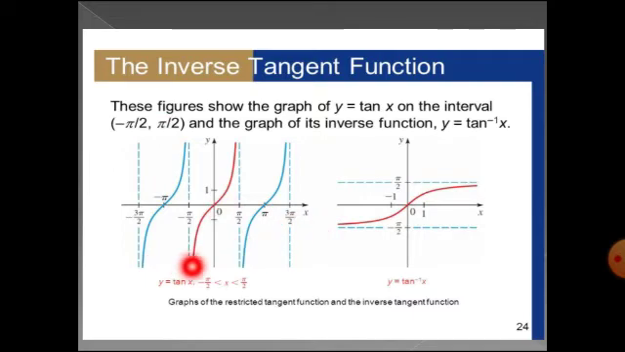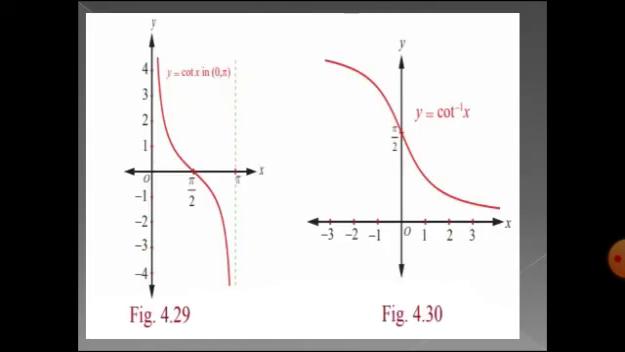So it is y is equal to tan x, where x is greater than minus pi by 2 and less than pi by 2. Here it is y is equal to tan inverse of x. This graph is related to the inverse trigonometric function for tan, and this is the trigonometric function for tan.